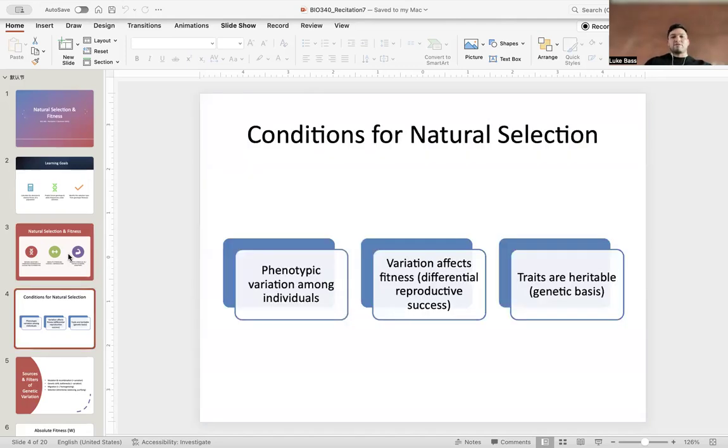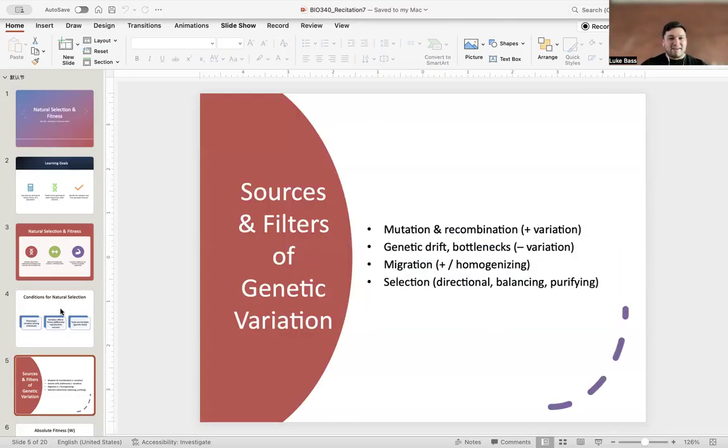Some conditions for natural selection are phenotypic variation among individuals, this variation affects fitness, meaning that there's differential reproductive success, and that these traits are heritable, so that there's some sort of genetic basis. Obviously, we're in a genetics class, so that makes sense.